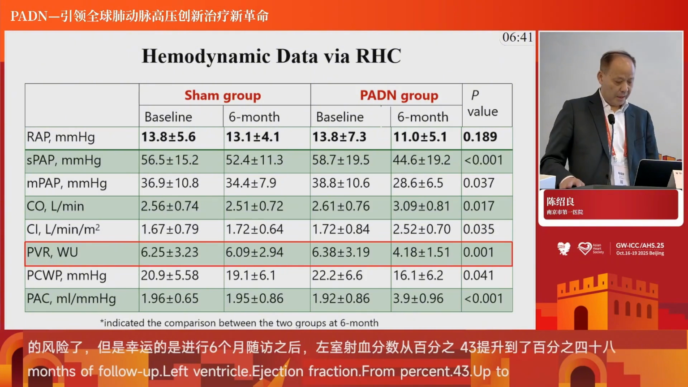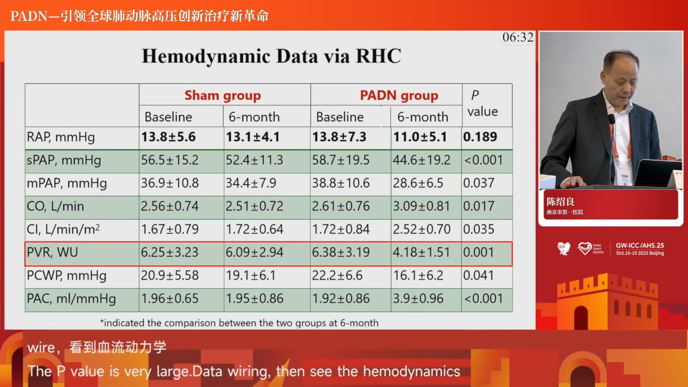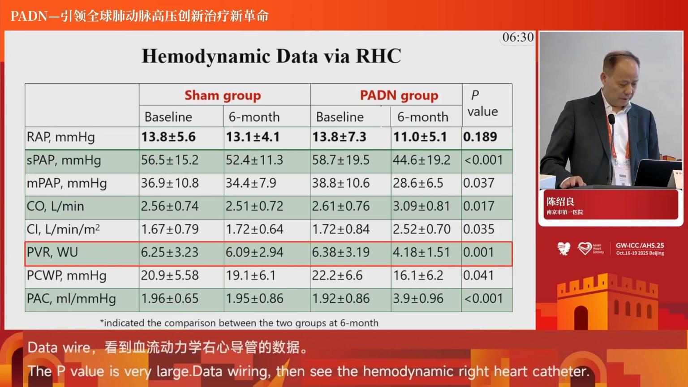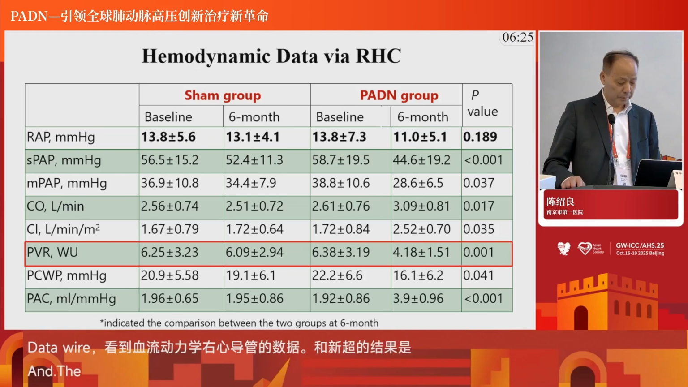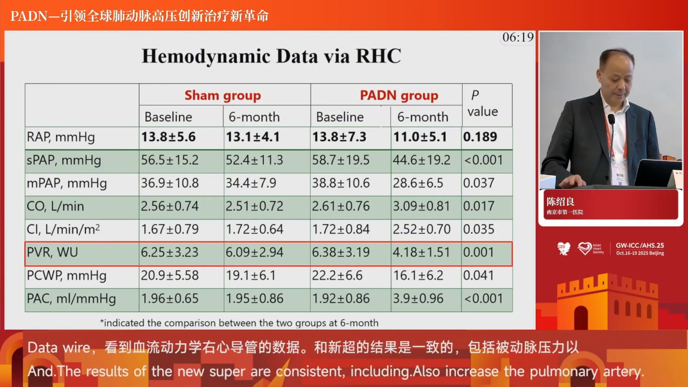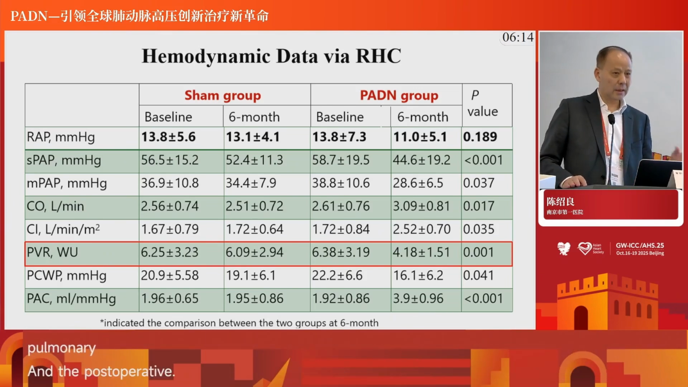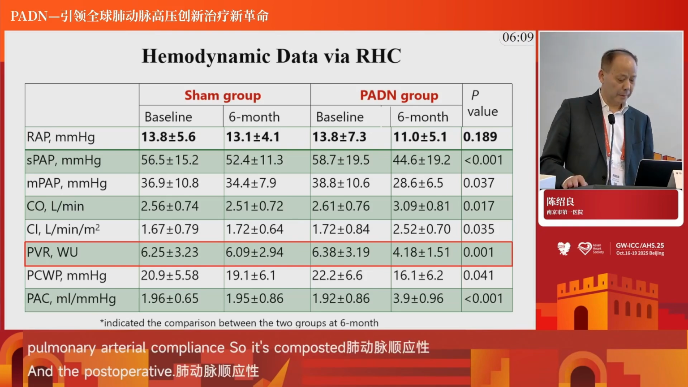Again, the hemodynamic data from right heart catheterization show findings similar and consistent with the echo results, including a significant reduction in systolic pulmonary arterial pressure and mean pressure, and also an increase in cardiac output, cardiac index, as well as the PAC. PAC means pulmonary arterial compliance. It is a composite, integrated parameter for the remodeling of the pulmonary artery.